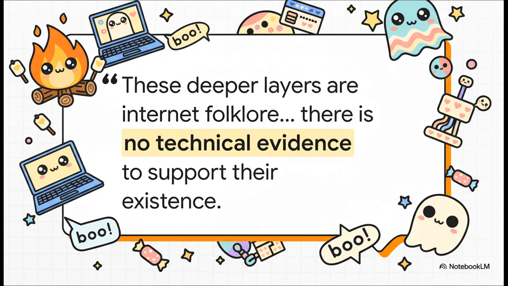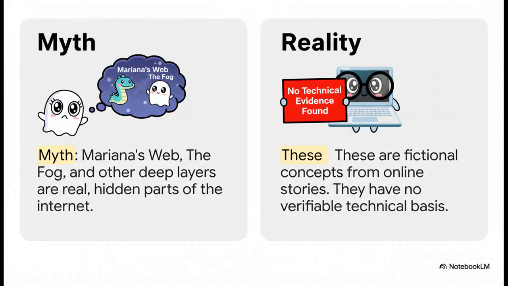From a computer science and networking point of view, there is zero, and I mean zero, evidence that these layers actually exist. So let's just knock these down, one by one. Mariana's Web, it's a fictional concept from a story. The Charter Web, no verifiable evidence it's real. The Fog, or some kind of hidden global AI at the bottom of the ocean, pure fiction, born from online forums. These are not real places on the internet you can visit.